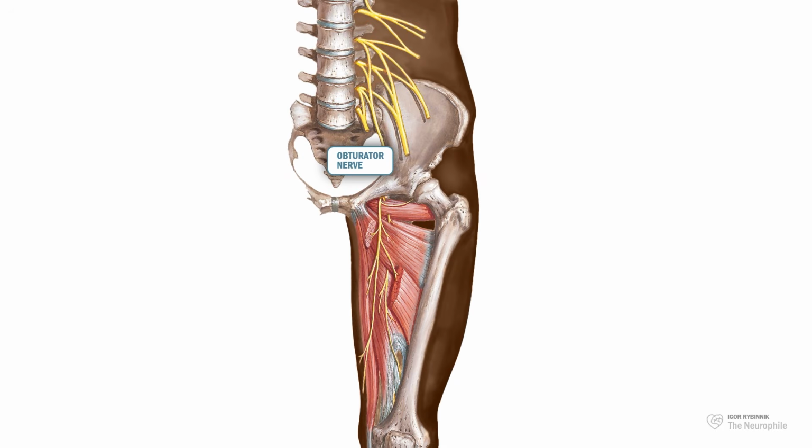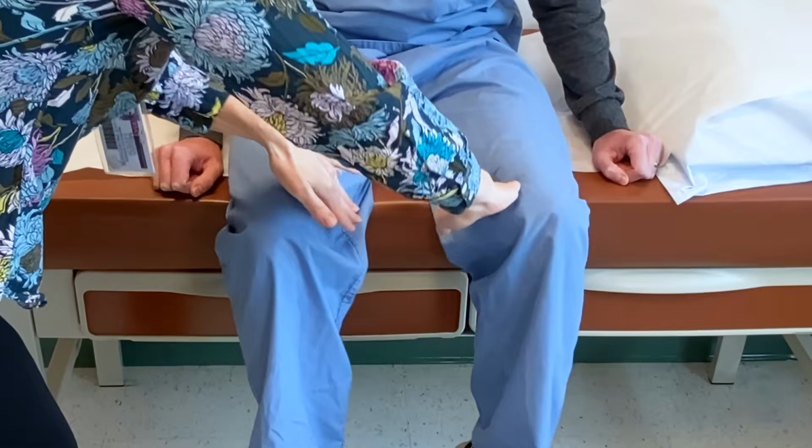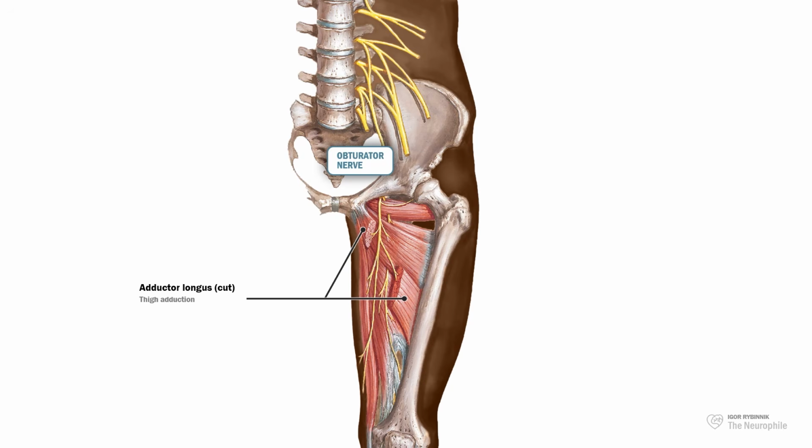Obturator nerve primarily innervates muscles that bring the thighs together. The most accessible and the one we typically test is the adductor longus. That's the muscle you're targeting when you ask a patient to squeeze their knees together against resistance. But the real powerhouse is the adductor magnus. It's the largest and strongest of the adductors.